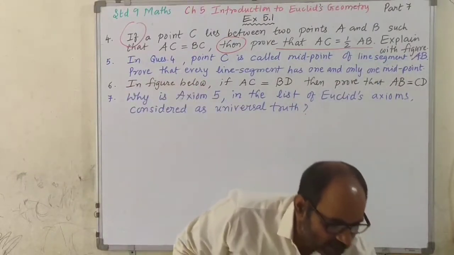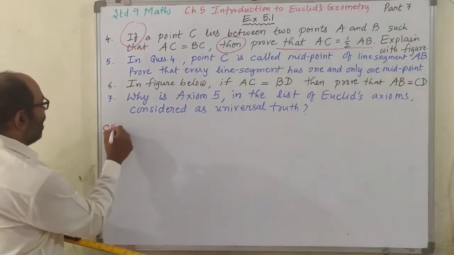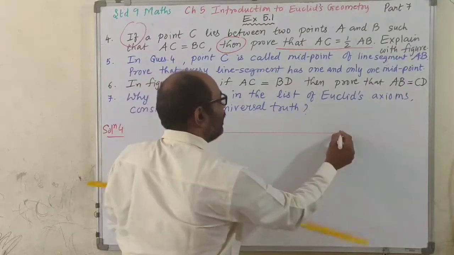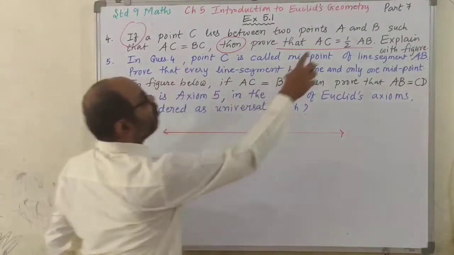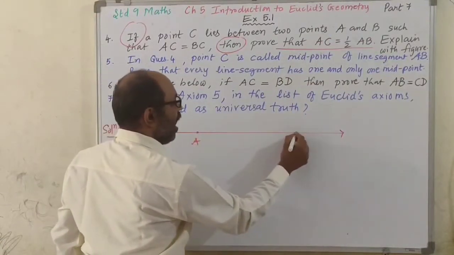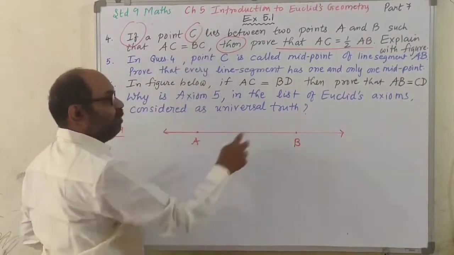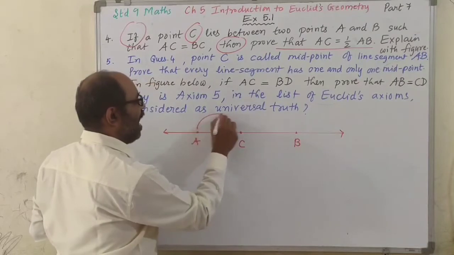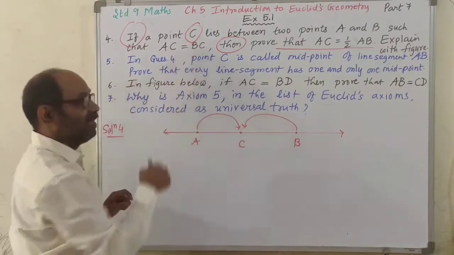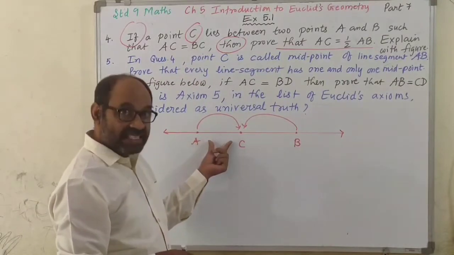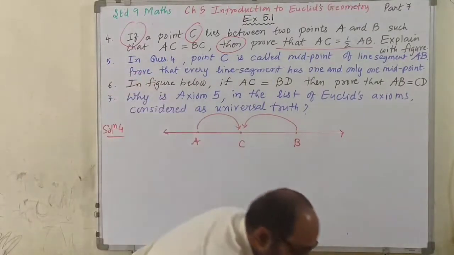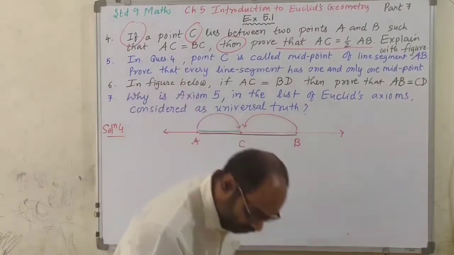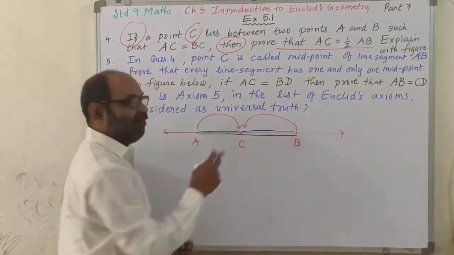Explain with figure. So first I'll draw the figure. This is solution number 4. Here I draw a line. On this there are 2 points A and B, and C. Point C is between, but it is given AC equal to BC, meaning exactly in the middle. Both are equal. That is given in the data. And we have to prove this AC, that is this green part, is half of AB, that is this black part. Even this blue part, BC, will be half of AB.